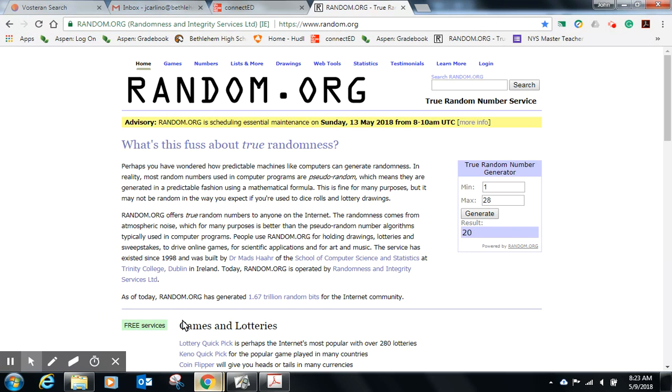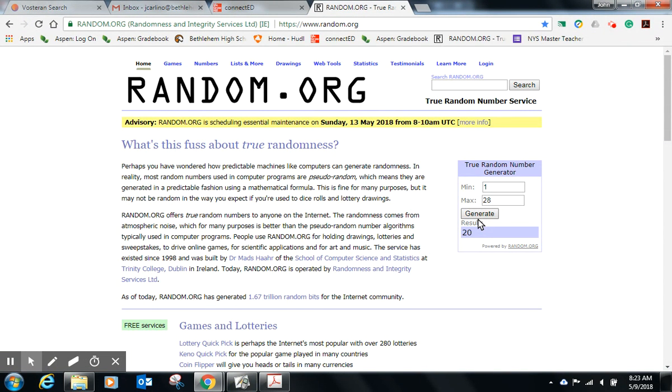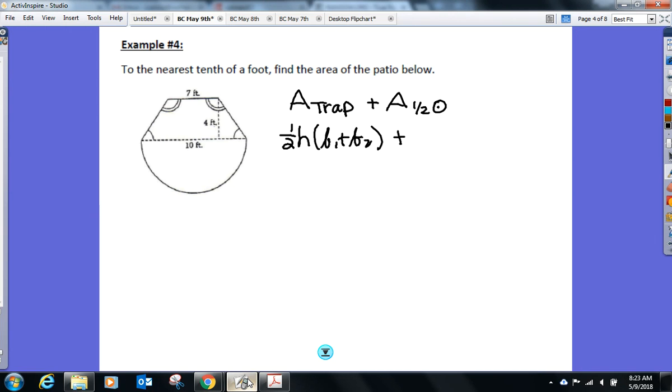Let me get the formulas out. Area formula for a trapezoid: 1/2 height times base 1 plus base 2. Plus the area of a circle: pi r squared, but I'm going to put a half with it, because it's half a circle.